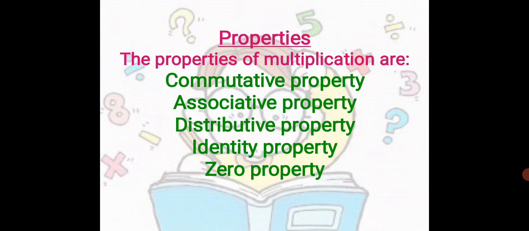Children, let's learn about the properties of multiplication. There are 5 properties of multiplication. They are commutative property, associative property, distributive property, identity property, and zero property. Let's start with commutative property. What is the actual meaning of commutative property?